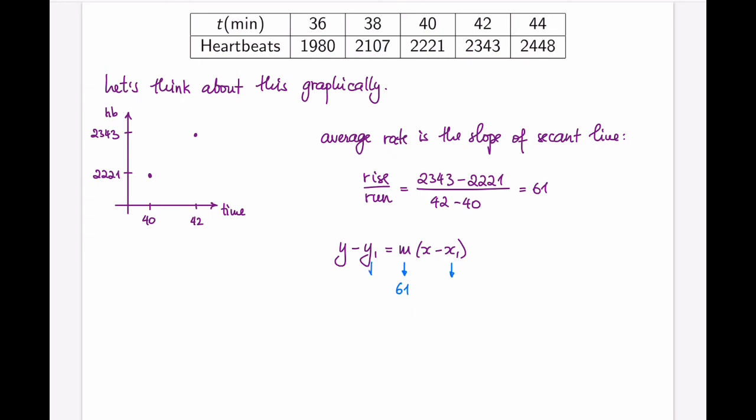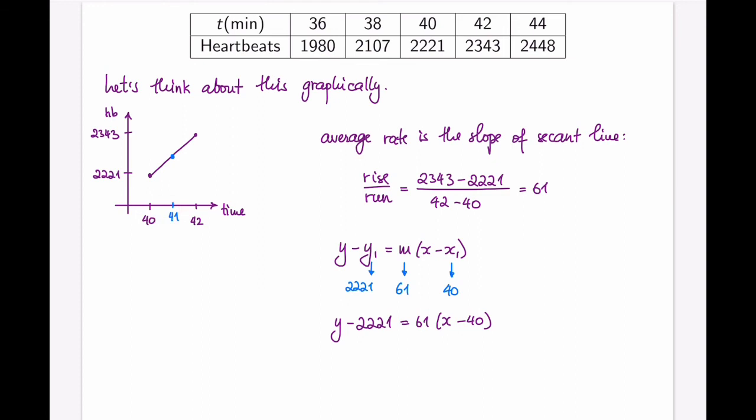And for the coordinates of a point, I can take either one of the 2 points that are present. It really doesn't matter which one. So let's say I take the 40 and 2221 as the point. You could also very well use the other point. The result will not matter. Once I plug this in, I can expand out my equation and compute things within it. This is the equation of this line that goes through these 2 points. In particular, what I can compute is the coordinate of the point that corresponds to 41.